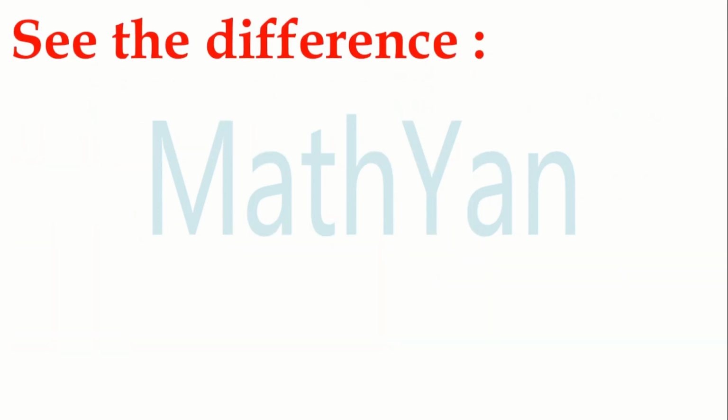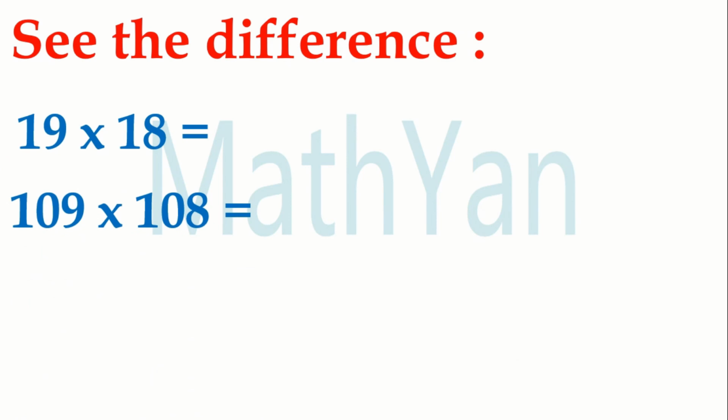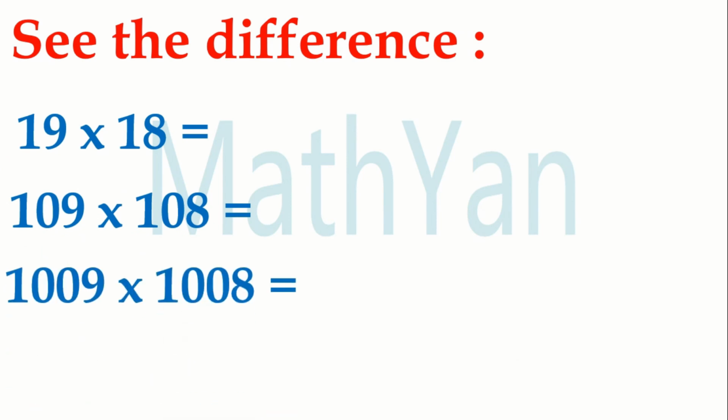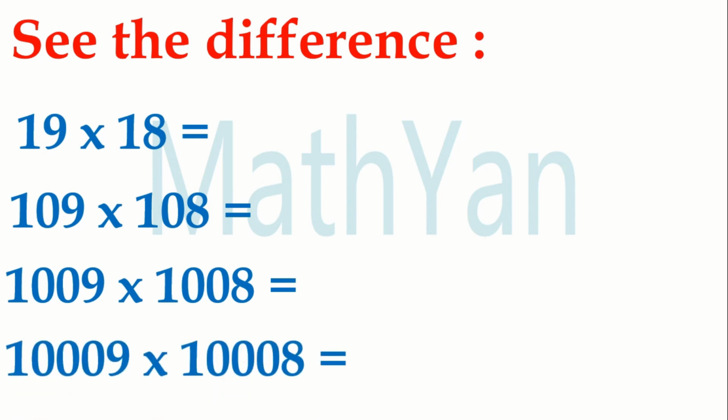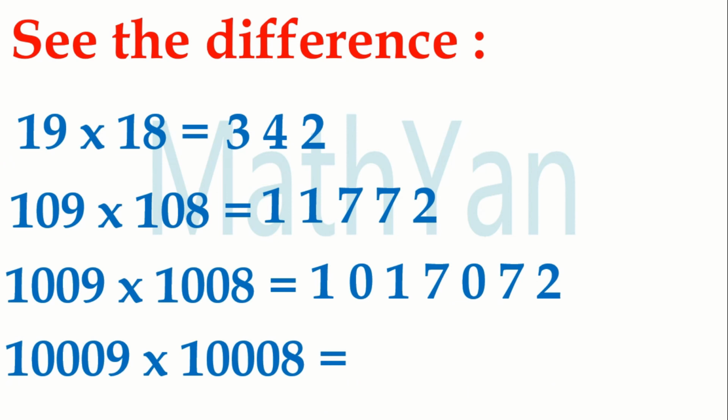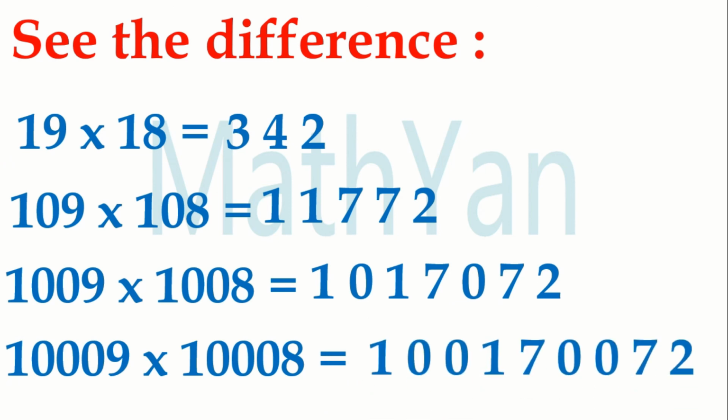Okay, I want you to see the difference. 19 multiplied by 18, 109 multiplied by 108, 1009 multiplied by 1008, 10009 multiplied by 10008. This is 342. This is 11772. This is 1017072. This is 100170072. Can you see the difference if I put a 0 in between?